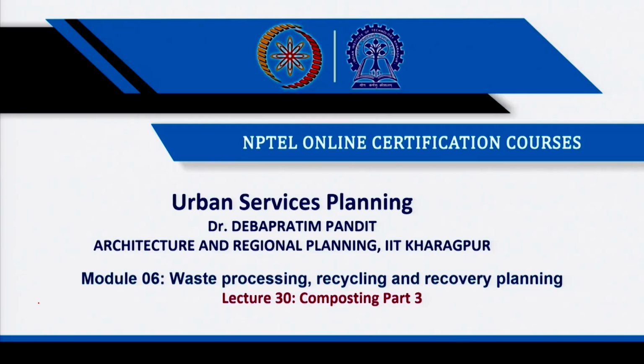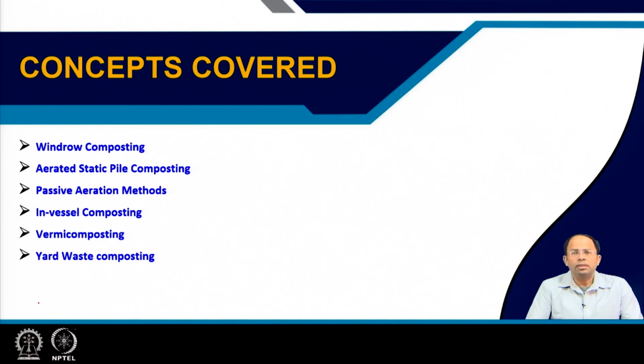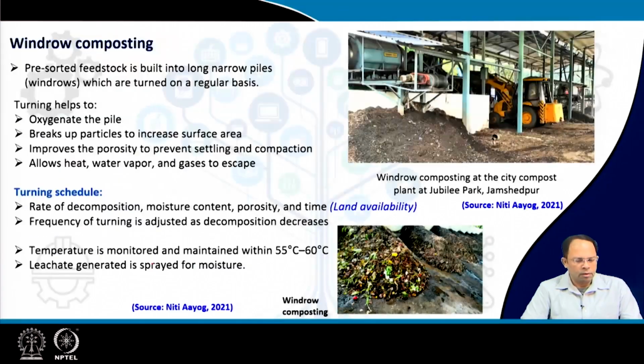Welcome back. In lecture 30, we will be talking about the third part of composting, and here we will talk about the different techniques of composting. The concepts that we will cover in this lecture are windrow composting, aerated static pile composting, passive aeration methods, in-vessel composting, vermicomposting, and also yard waste composting. So, first we talk about windrow composting.